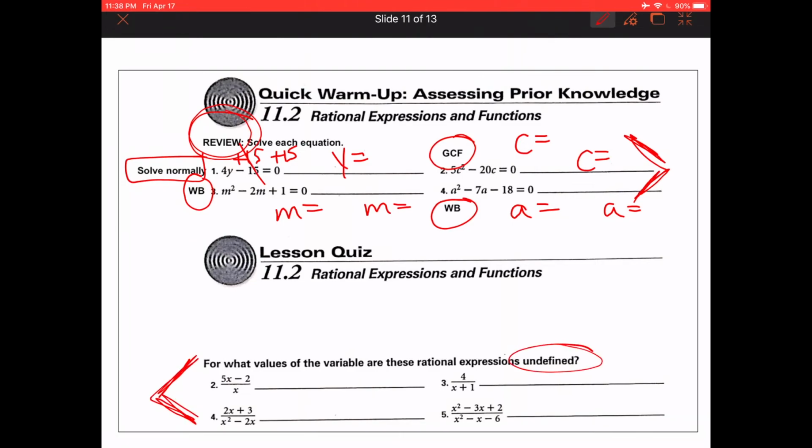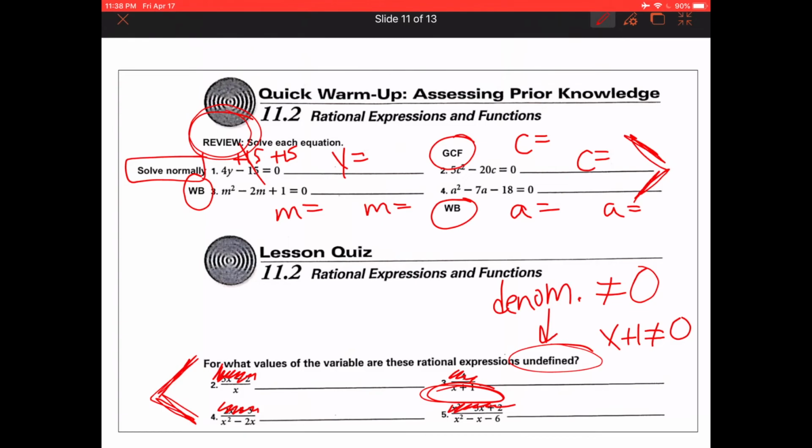For the section down here in the lesson quiz, when is it undefined? Remember, whenever we're talking about undefined, it's when the denominator cannot be 0. So in all of these, you literally don't care about the numerator. You can cross them out if you want to. The numerator does not matter for these. You just take that denominator and set it not equal to 0. X plus 1 cannot be 0, and then we solve.